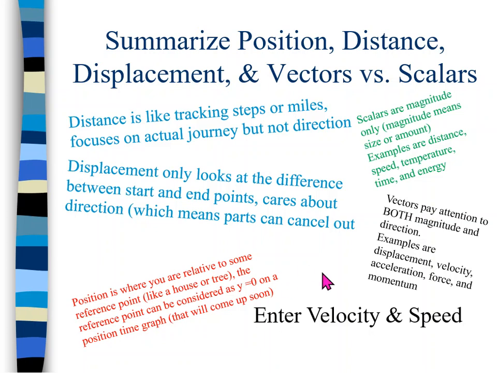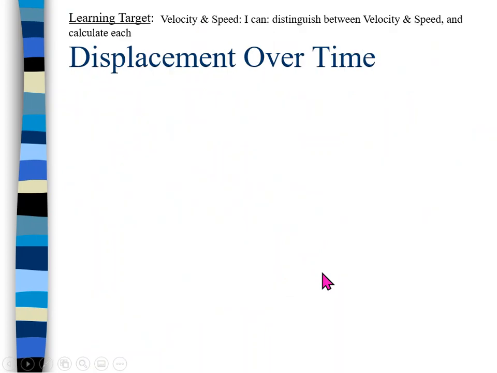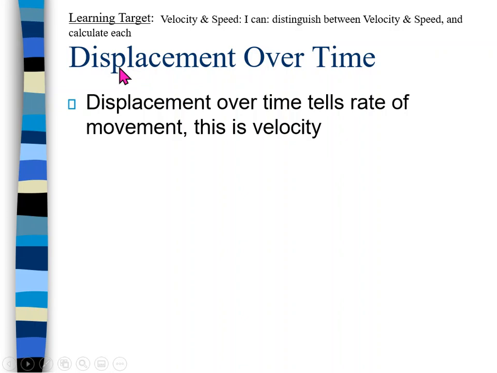All right, let's go on to velocity and speed. So we've got our learning targets, velocity and speed. I can distinguish between velocity and speed and calculate each. So, displacement over time. We've already talked about displacement. That was the change in position.